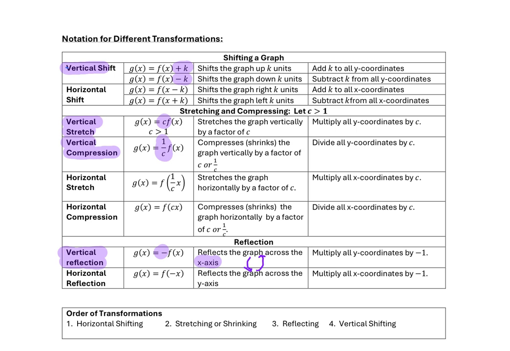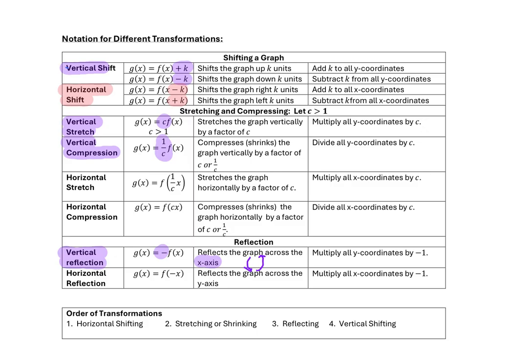The other one that we had was horizontal. And again, horizontal is going to be on the inside of our function. And remember that we do the opposite of what it says. If it says minus something on the inside, we want to go in the positive direction. If it says plus something on the inside, we want to go in the negative direction.